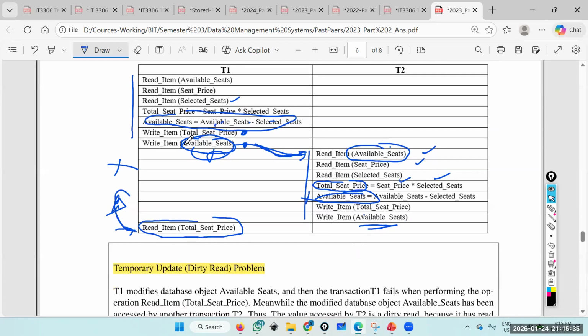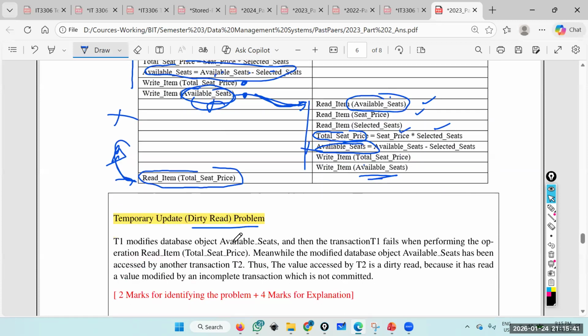Yeah, it's a temporary update or dirty read. Dirty read issue. Dirty read issue is based on available seats. Okay, available seats. Okay? Because this is now rollback. So therefore, this transaction must also be rolled back now. Right? Make a rollback. Okay?